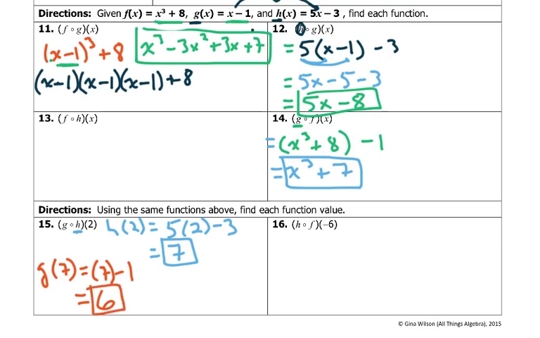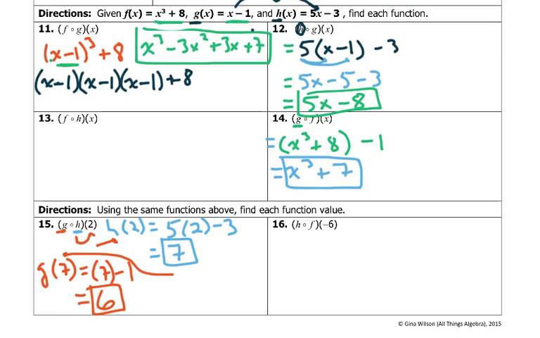So again, what we did for these, we found h of 2 first, right here. Then, whatever that value was, we put that in for this first term here, g. So we found that h of 2 was 7, so then we had to do g of 7, which was 7 minus 1, which gave us 6 as our final answer.